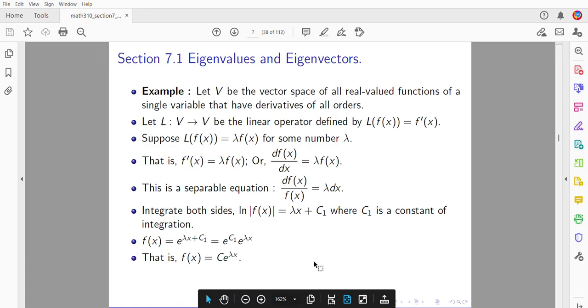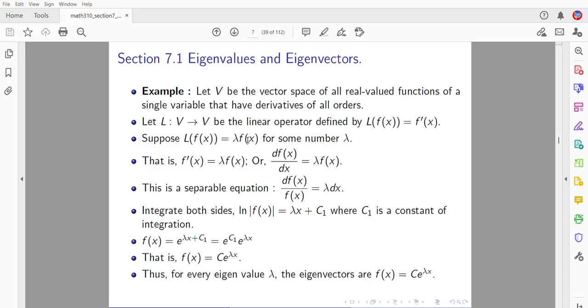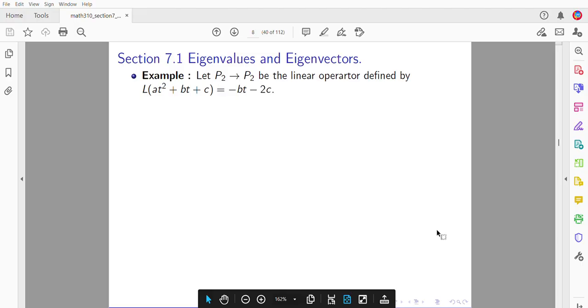So this is an eigenvector for eigenvalue lambda. For every eigenvalue lambda, eigenvectors look like this, in this particular example. Let's look at another example.